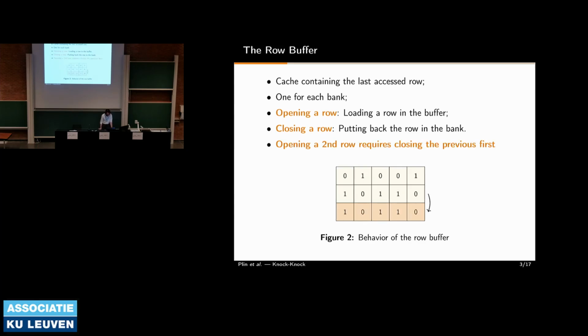But as you can see, when you want to open a new row, you first have to close the previous one and then open the new one. And that induces more latency than accessing an address from a completely different bank.